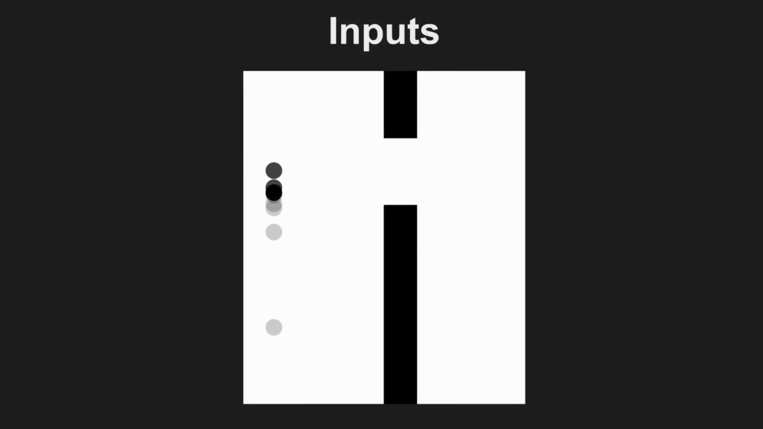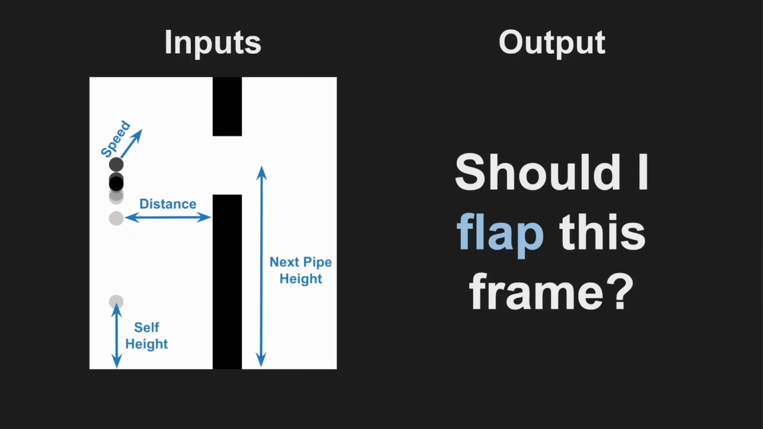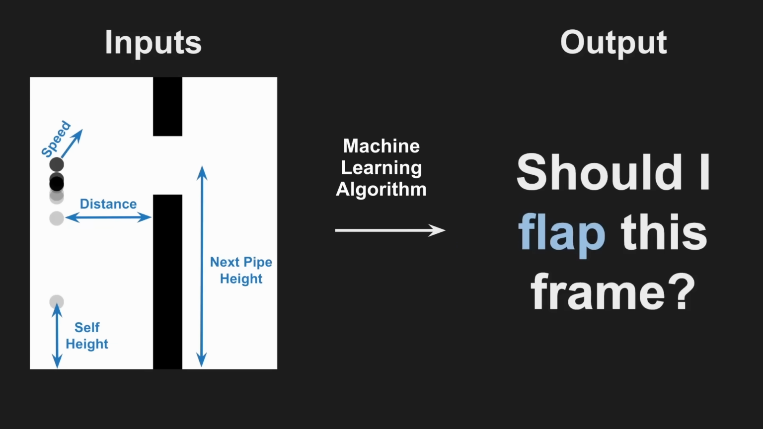The basic idea for most machine learning techniques is to take a couple of inputs, like the distance to the pipe, current speed, height of the next pipe, and current height, and then a desired output, like should I flap this turn, and create an equation that takes those numbers from the inputs and uses them to calculate a number related to the desired output.